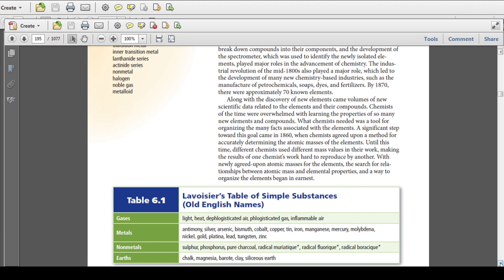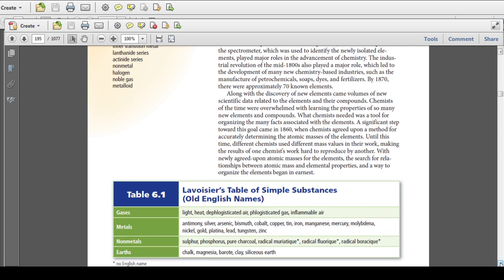A significant step towards this goal came in 1860 when chemists agreed upon a method for accurately determining the atomic mass of the element. Until this time, different chemists used different mass values in their work, making the results of one chemist's work hard to reproduce by another. With newly agreed upon atomic masses for the elements, the search for relationships between atomic mass and elemental properties and a way to organize the elements became earnest.